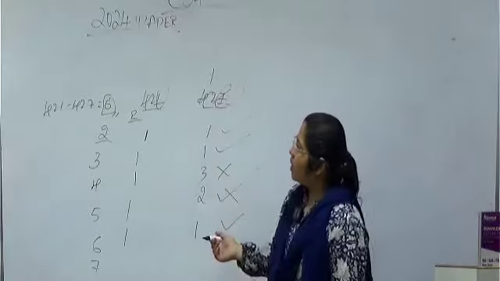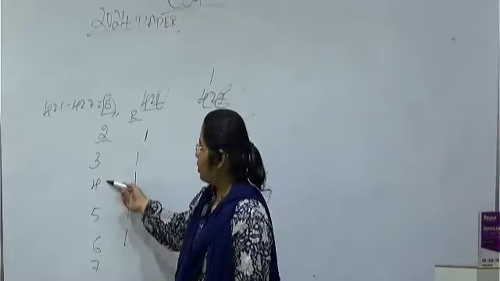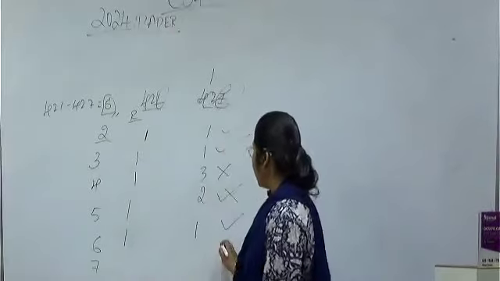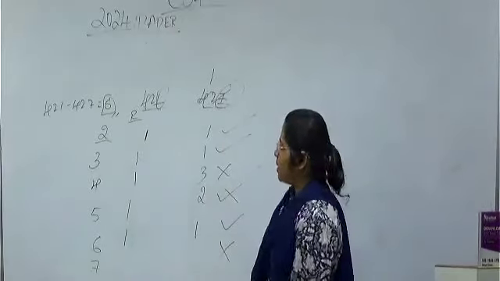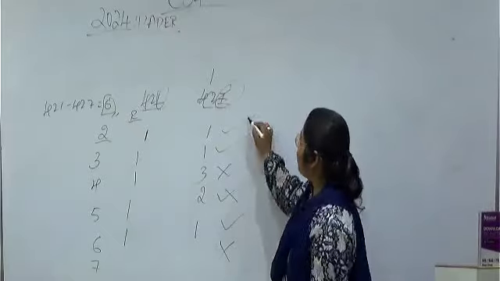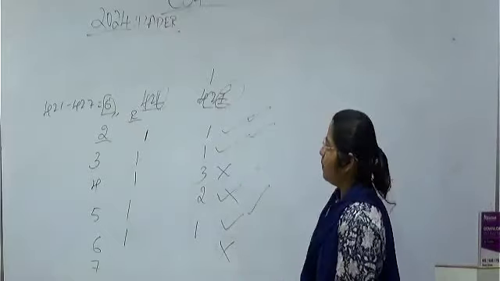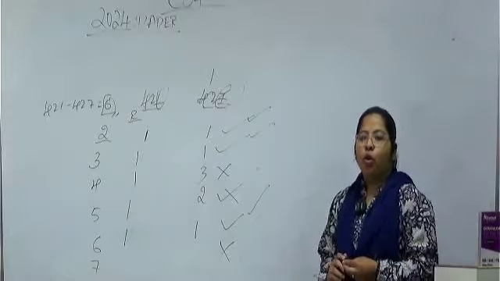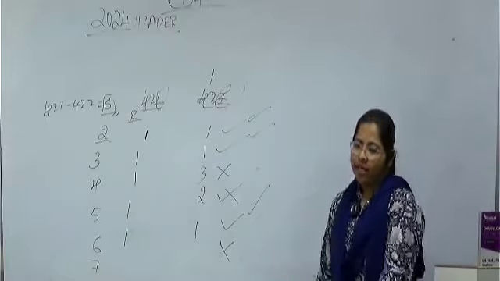And how many trials should I do? 1, 2, 3, 4, 5. Should I do this also? Even if I do it, it will not be possible. 7 also, it's not possible. So only how many possibilities will you get remainder 1? 3. And a few people may not know how to do the HCF or LCM also.